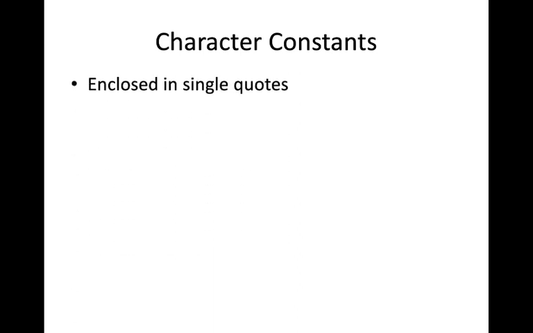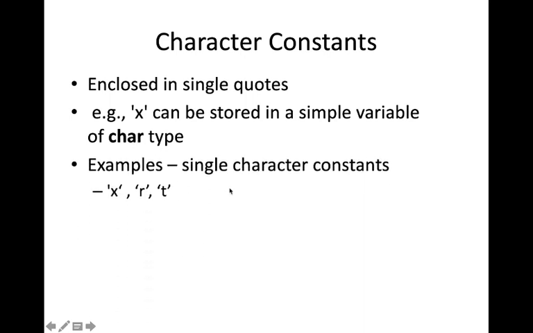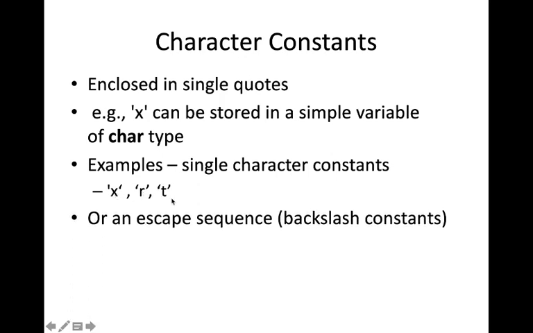Then character constants are enclosed in single quotes. For example, inside single quotes we can use 'x', which is of character type. We can store like this within single quotes: 'x' or 'r' or 't'. All these are character constants. Then there are special character constants, which we call escape sequences or backslash constants. I will show some examples. We'll be using \t or \n. We have already seen \n, which is the newline character. So within quotes we can have these character constants also.